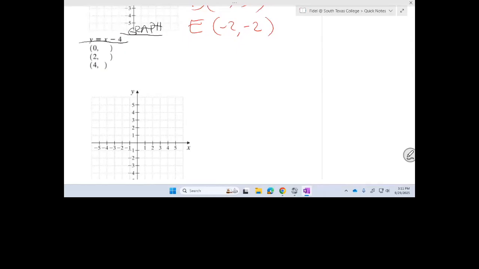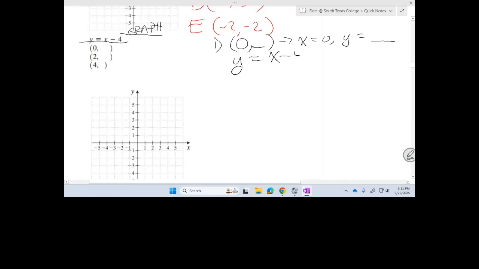Okay. Step number 1. If you notice, they gave me a 0 here and there's nothing in the second spot. What this is telling me is that the number X is going to be 0, and we're going to try to figure out what the number Y is going to be. The way we're going to do that is we're going to take our equation Y equals X minus 4, which is this equation right there. And where we have the letter X, we're going to plug in the number 0. So 0 minus 4, okay?